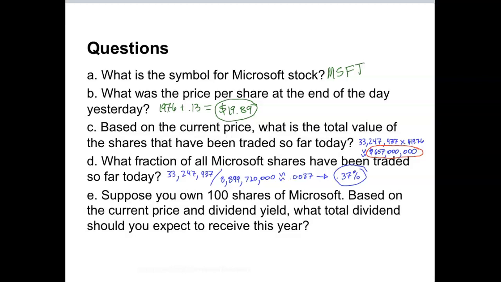All right, suppose you own 100 shares of Microsoft based on the current price and dividend yield. What total dividend should you expect to receive this year? All right. So let's see. You have 100 shares. And right now they're trading at $19.76 per share. Meaning that investment is worth $1,976.